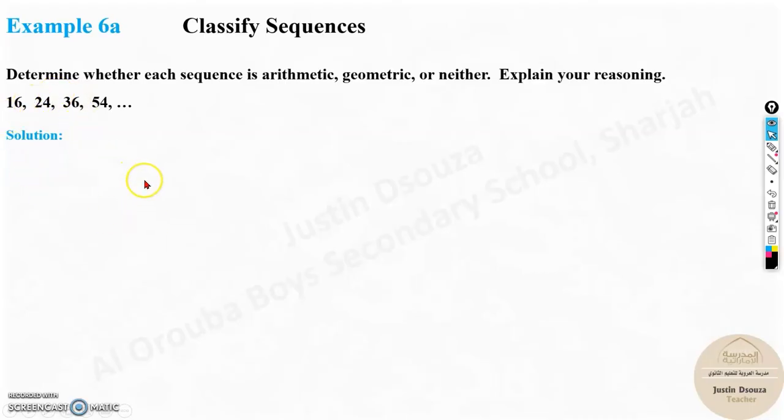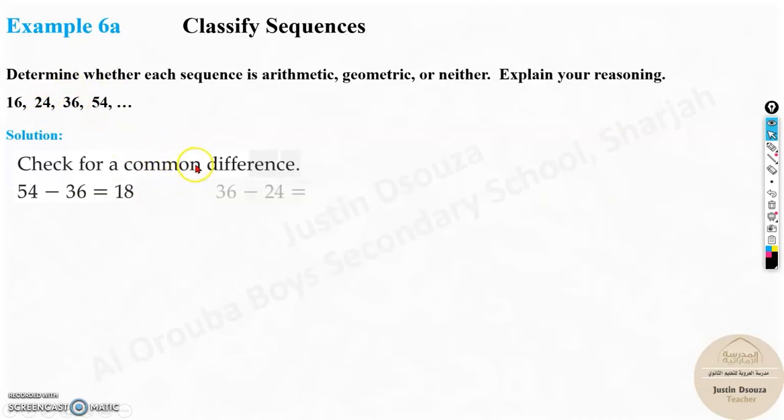Now this first one, check for the common difference. Two terms must be subtracted. Here it starts from the last one. 54 minus 36 is 18. Let's do 36 minus 24 now. It is 12. You can stop here because the common difference is not the same. No, it is not an arithmetic sequence.